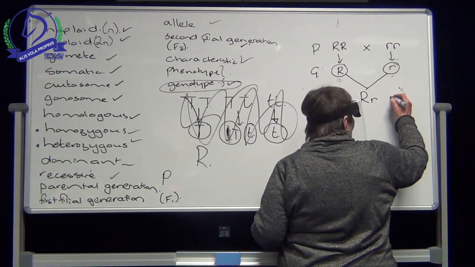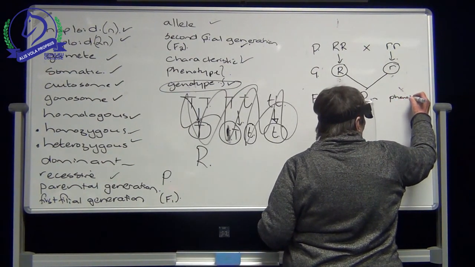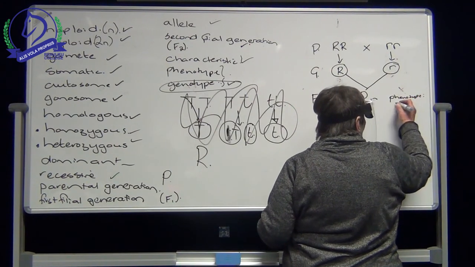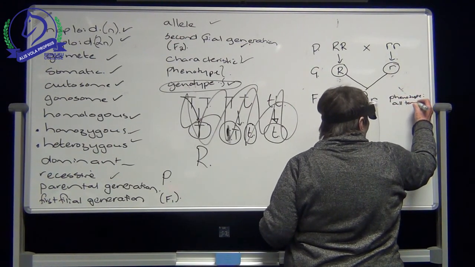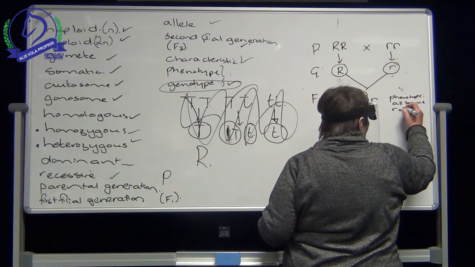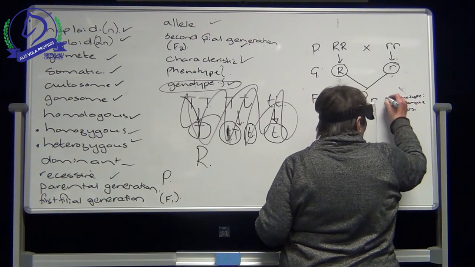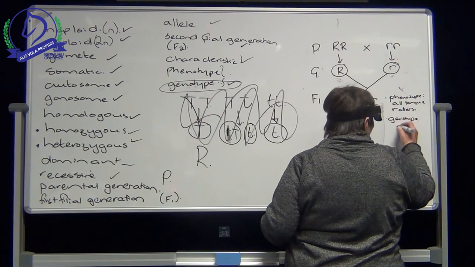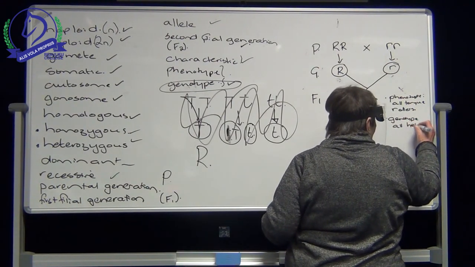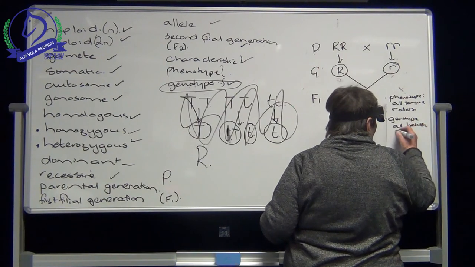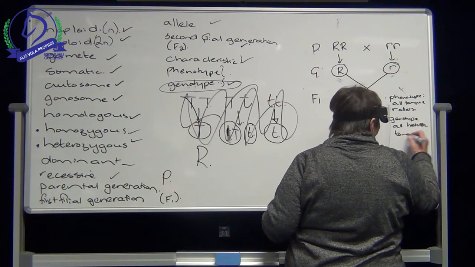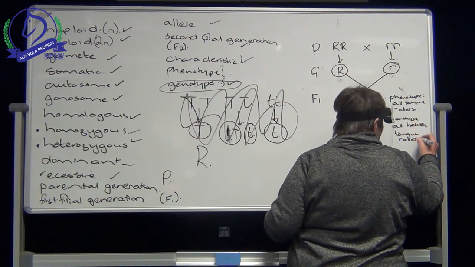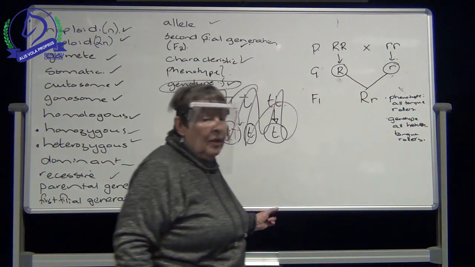So their phenotype is that they are all tongue rollers. And the genotype, they are all heterozygous tongue rollers. Okay, you all happy with that?